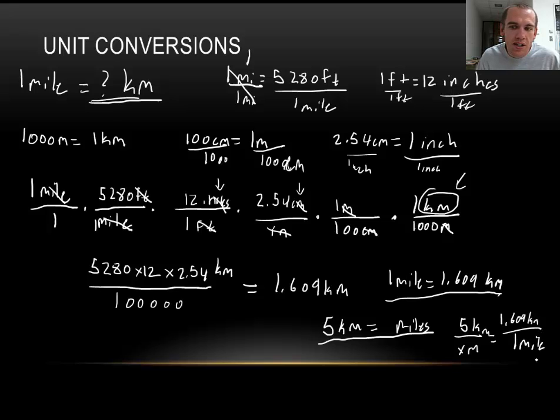So we just cross multiply, and we take 5 times 1 is equal to 1.609 times x. So 5 divided by 1.609 gets me 3.107. 3.107 miles. That's a 5K race.